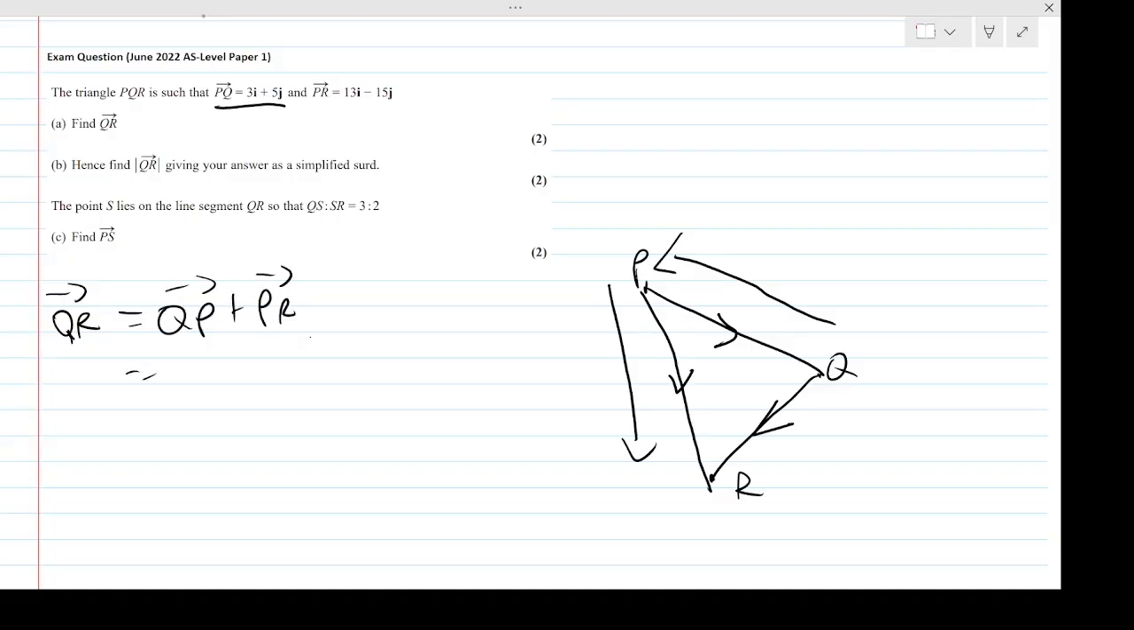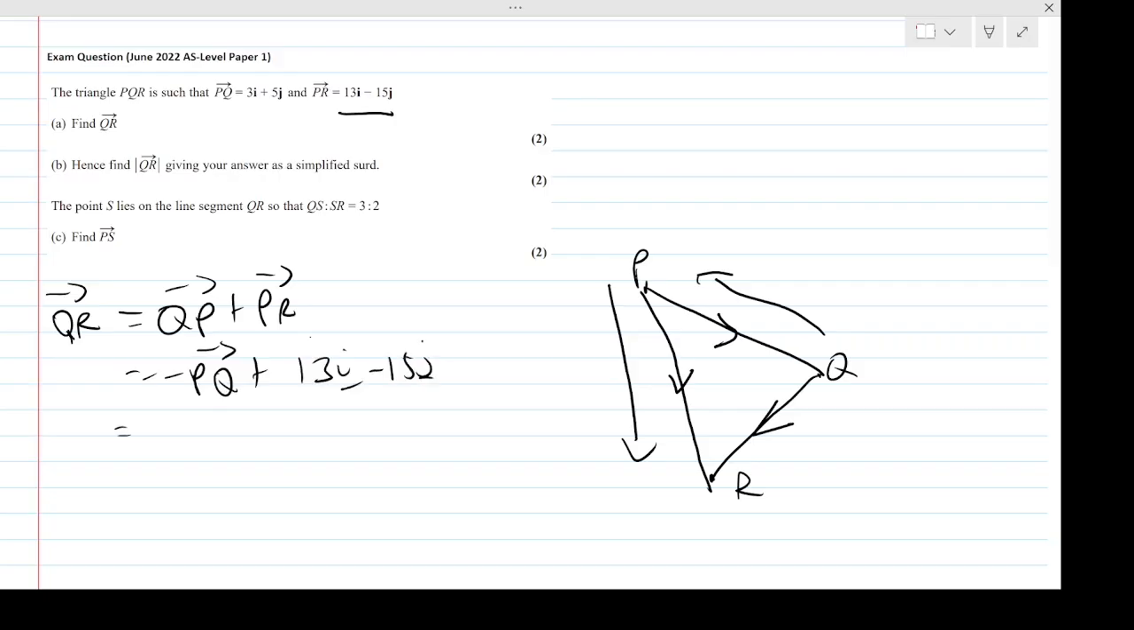Well, Q to P. I know P to Q is 3i and 5j, but that's PQ. That'd be that way. I want to go the other way. I want to go from Q to P instead. So it's going to be the negative of PQ, right? Add PR. Now PR is 13i minus 15j.